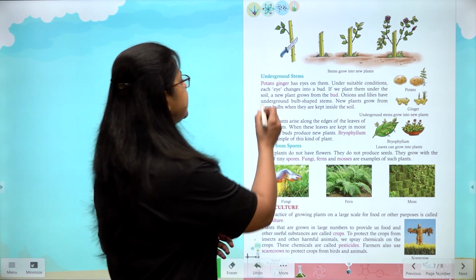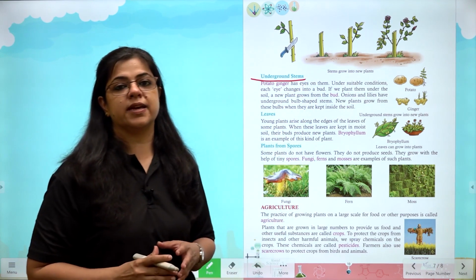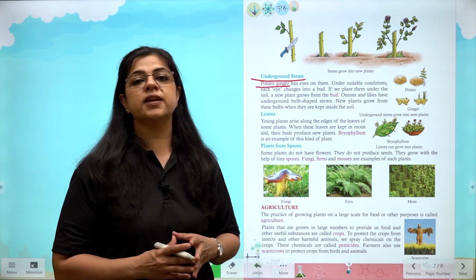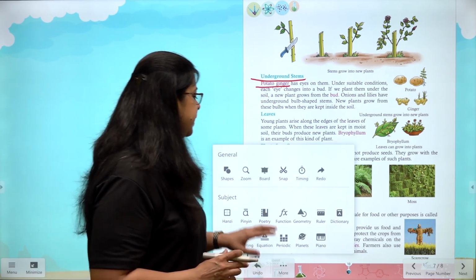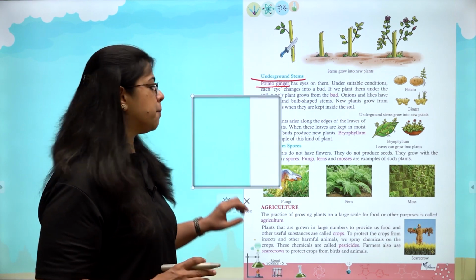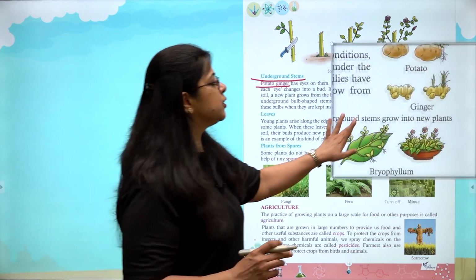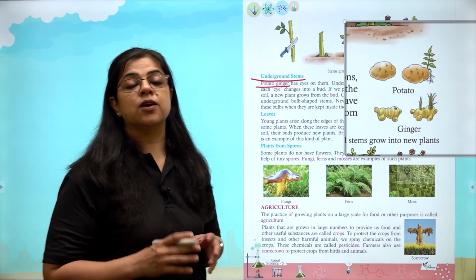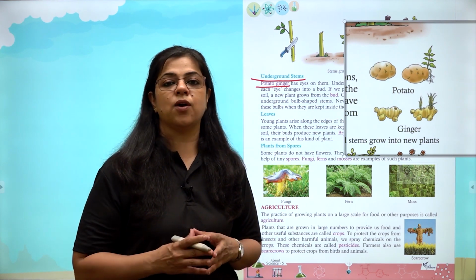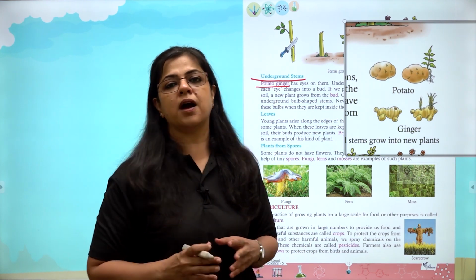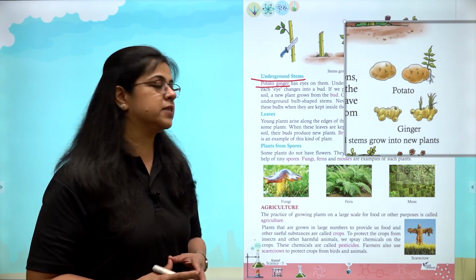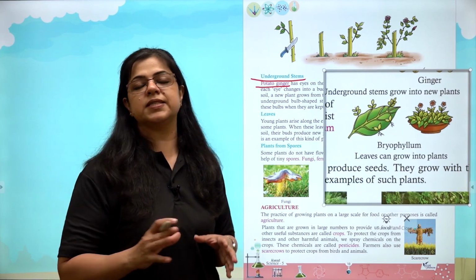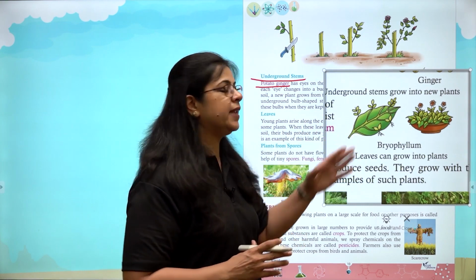The third category is of underground stems. You must have seen in case of potato and ginger have got eyes on them. These eyes are nothing but points from where the new plant comes out. So, if you see old potatoes lying in your house, you would see a tiny plant coming out of these buds. The next kind of reproduction in plants that we see is reproduction by leaves.